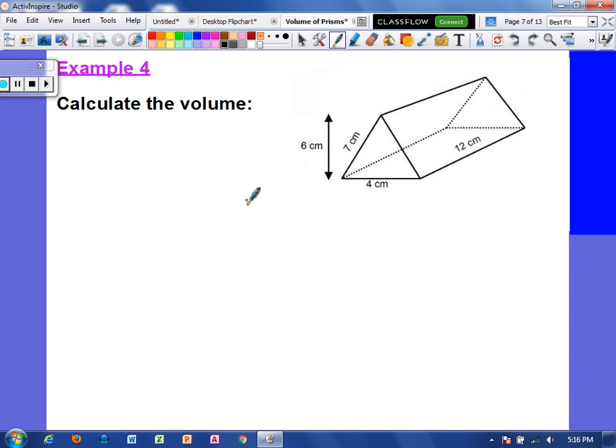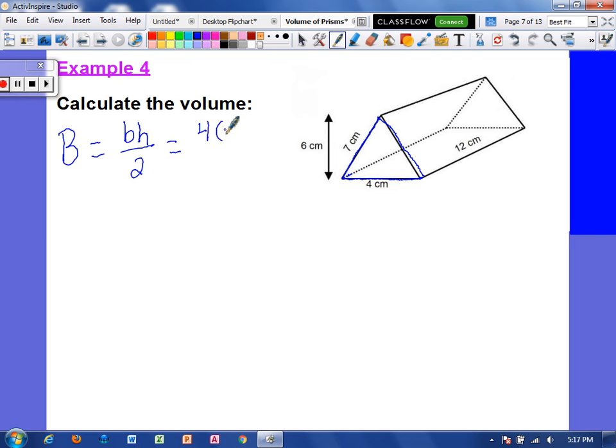Alright, example 4, we have another triangular prism. So we know that on a triangular prism, the triangle is the base. Now, for the area of the base, we know it's going to be base times height divided by 2. So this triangle has a base of 4.